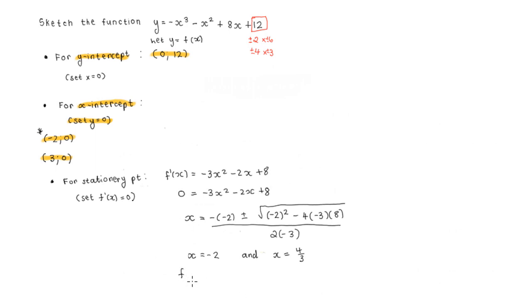Now we need the corresponding y value, so we need the f of -2. Well, we know what the f of -2 is, that's 0. Then we're just going to need the f of 4 over 3.